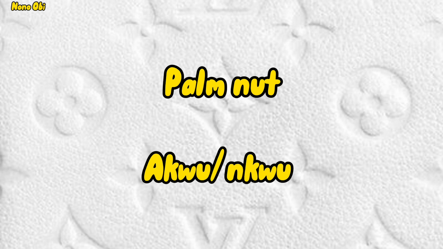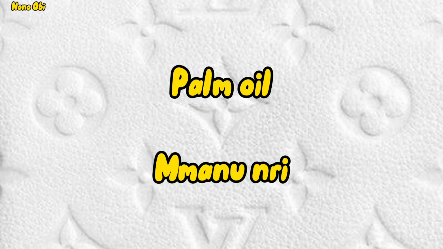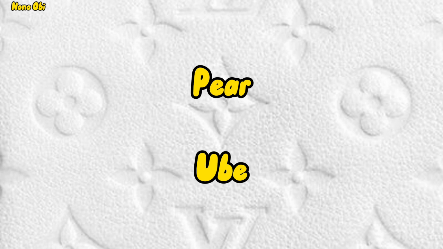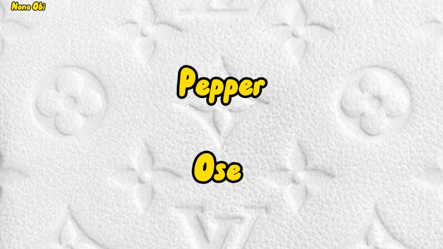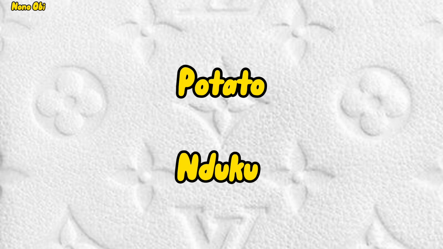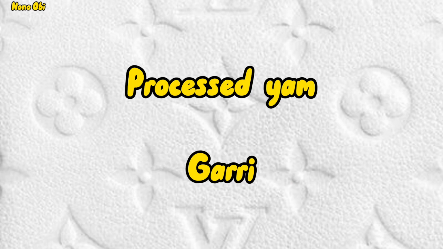Palm nut, akwụ. Ofe akwụ. Palm oil, mmanụ nri. Pap, akamu. Pear, ube. Pepper, ose. Plantain, abirika. Potato, nduku. Pounded yam, nri ji. Processed yam, garri.